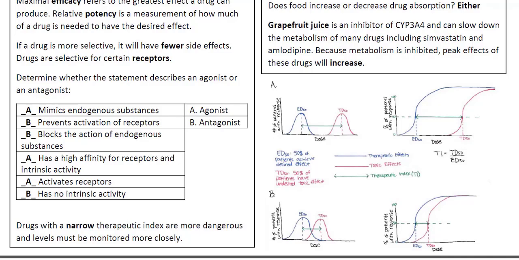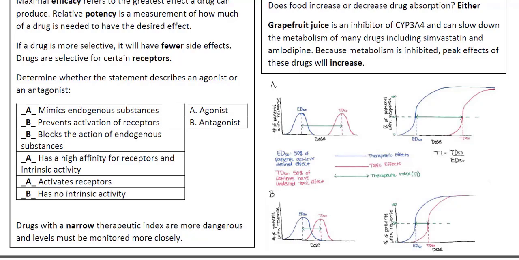In row A, we see a medication that has a wider therapeutic index compared to row B, where the medication has a narrow therapeutic index. We can see in row B that the therapeutic effects and the toxic effects can overlap in drugs that have a narrow therapeutic index. This is why drugs with a narrow therapeutic index are more dangerous and levels need to be monitored more closely.